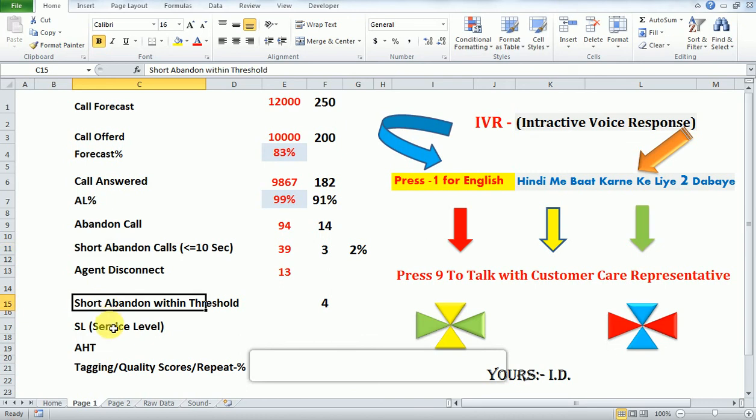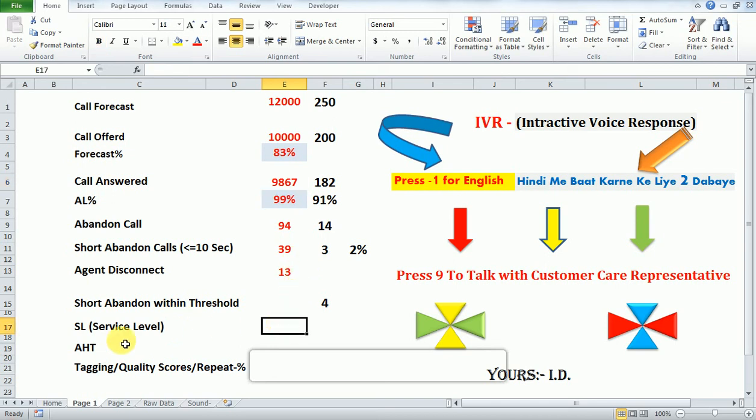Now, how do we calculate the service level? So friends, you learned that these are the total answered calls, 9867 total answered calls. They are answered according to the customer care representative availability. Once a client is interacting with your company, he signs some terms and conditions.